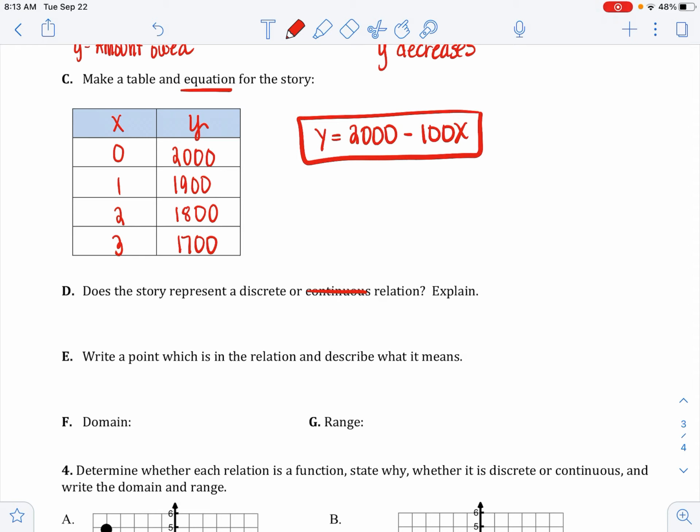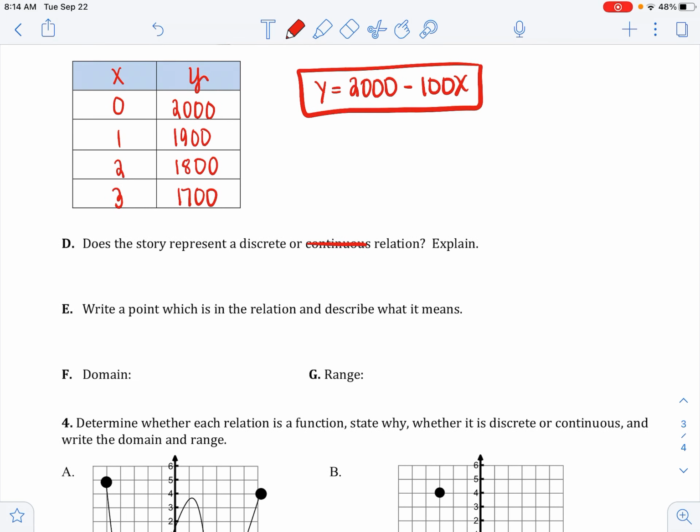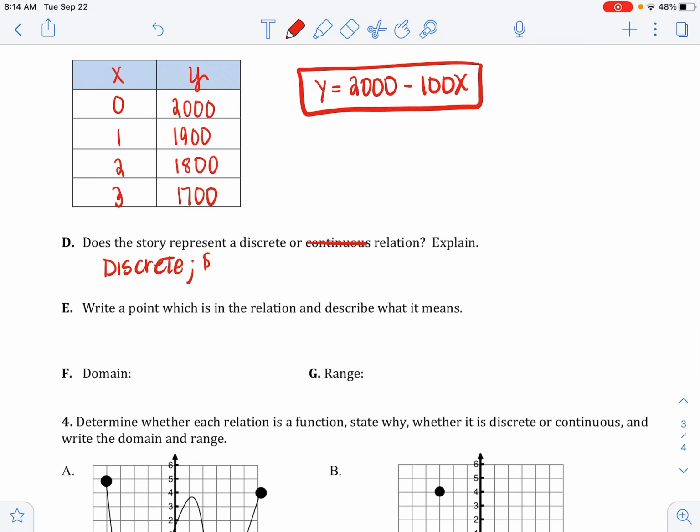So once again, this is not continuous because there are no points in between the 0 and 1 that we'll be using. There are no points between the 1 and 2 that we'll be using. So this is discrete. And now we have to say why it's discrete. This is usually the hardest part for someone to explain. So I would say it's because she's making the payment once per month and she's not continuously making payments.